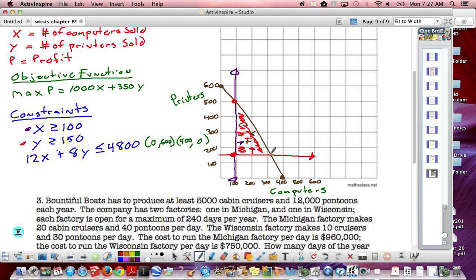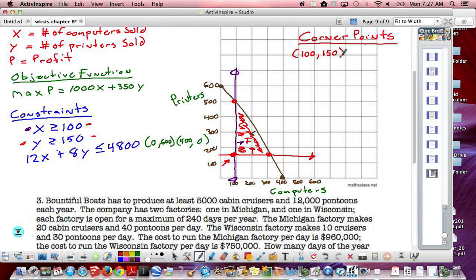So I have 1, 2, 3 corner points I need to actually figure out. I'm actually going to write the corner points here, since I don't have a lot of space written here. Probably the easiest corner point is right here, because we know that x is 100 and y is 150. So we have 100 and 150. Now finding the rest of them is going to take a little bit more work.